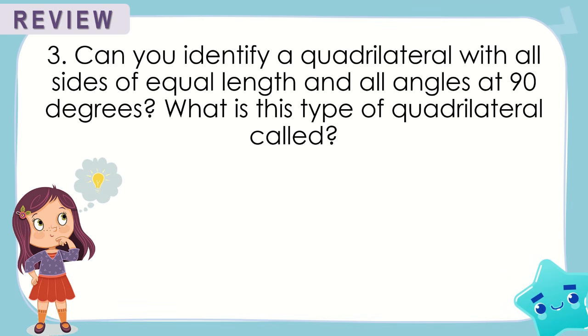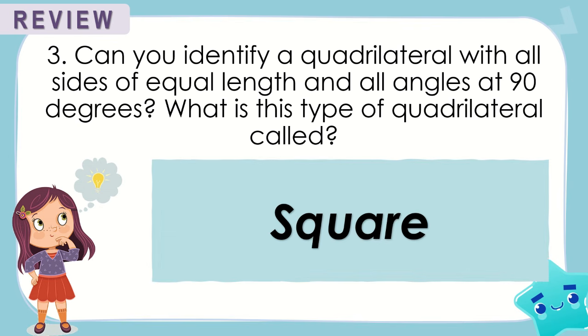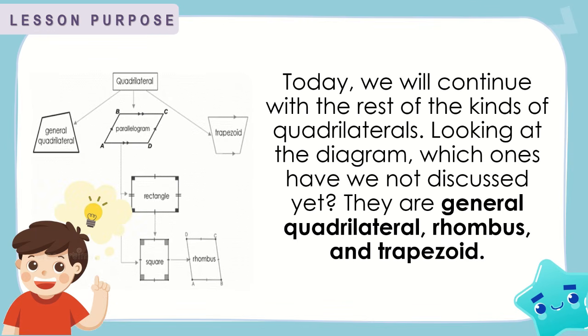Can you identify a quadrilateral with all sides of equal length and all angles are 90 degrees? What is this type of quadrilateral called? You're right, it is a square. Today, we will continue with the rest of the kinds of quadrilaterals. Looking at the diagram, which ones have we not discussed yet? They are general quadrilateral, rhombus, and trapezoid.